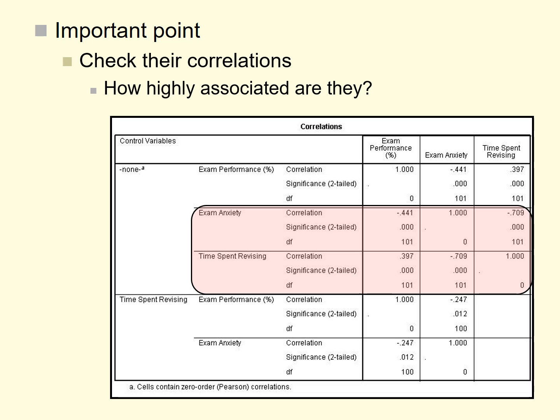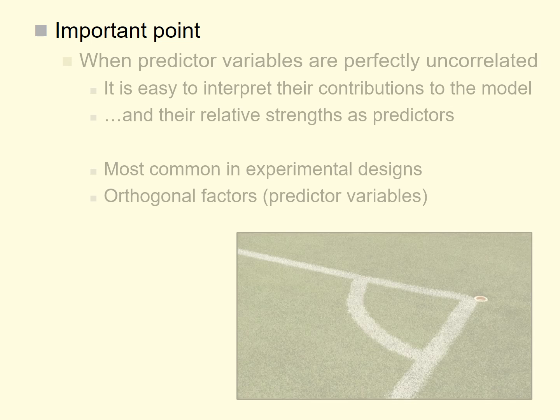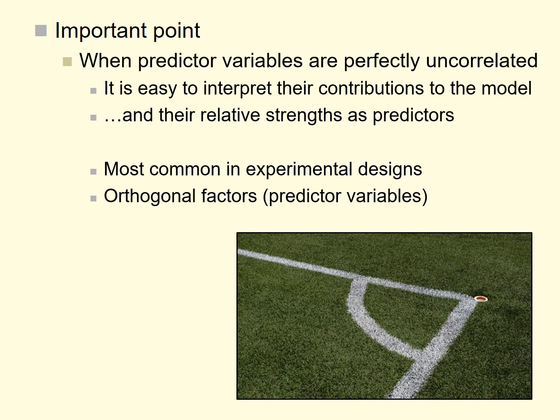And if you noticed, as is the case in this data, that there's a pretty high correlation between time spent studying and exam anxiety. It's high in an absolute value. It's about negative 0.71. That's big for psychology. You might wonder, like, gosh, this is potentially a problem. And it's a problem because when predictor variables are perfectly uncorrelated, like I described earlier, it sometimes happens in experimental designs.